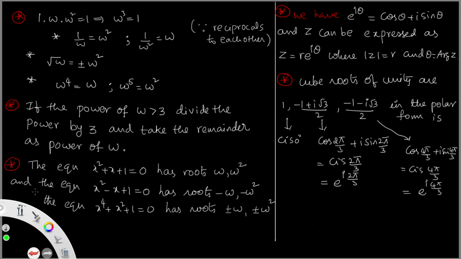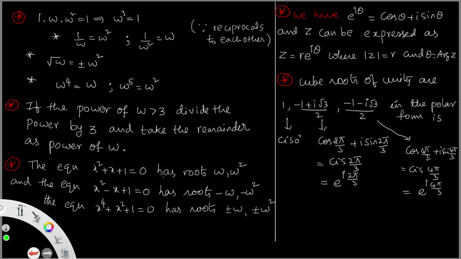And with a small change, x square minus x plus 1 equal to 0 has the roots minus omega and minus omega square. Another equation, x power 4 plus x square plus 1 equal to 0, has the roots plus or minus omega and plus or minus omega square. By using the general quadratic equation also we can get this. Having the roots omega and omega square, the quadratic equation becomes x square minus (omega plus omega square) into x plus omega into omega square equal to 0. From this onwards we can write the equation, and vice versa.